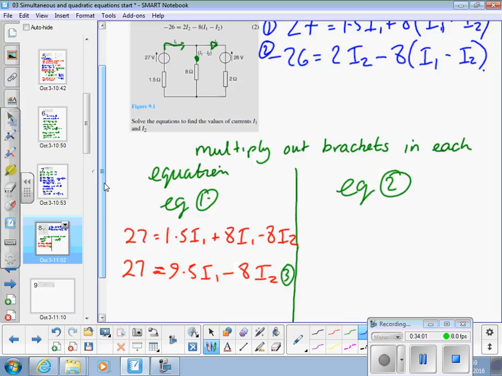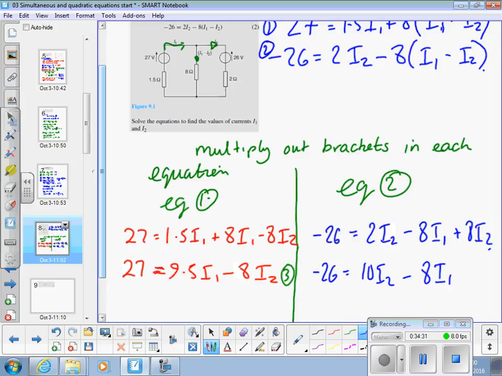Minus 26 equals 2i2 minus 8i1 minus 8i2. So minus 26 is equal to 10i2 minus 8i1. That gives us equation 4. Yeah?